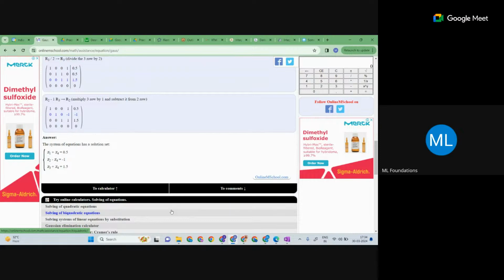X1 plus X4, X2 minus X4, X3. So here if you add, there is a -1, so we'll get 1. That's fine. The second equation says X2 minus X4 equal to -1, but here all should be positive. If X2 is 0 and X4 is 1, then we get -1.